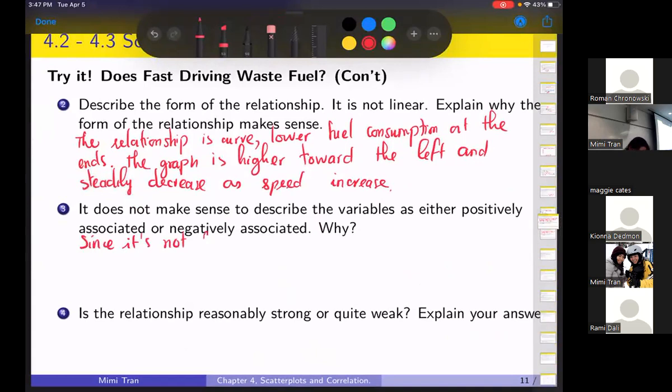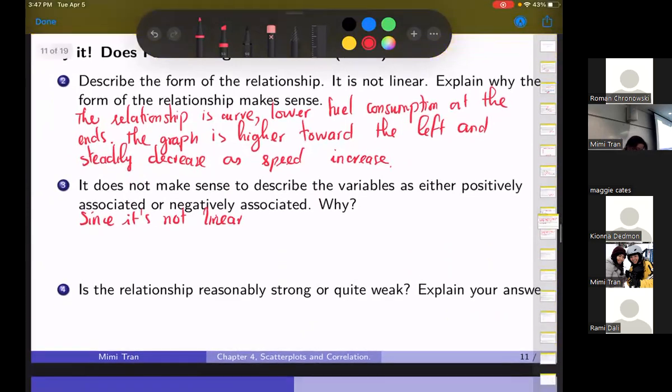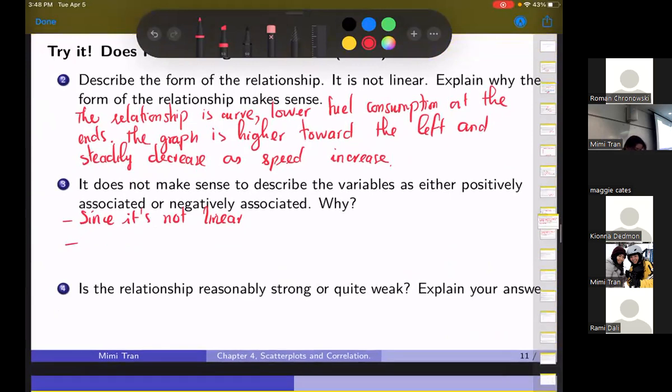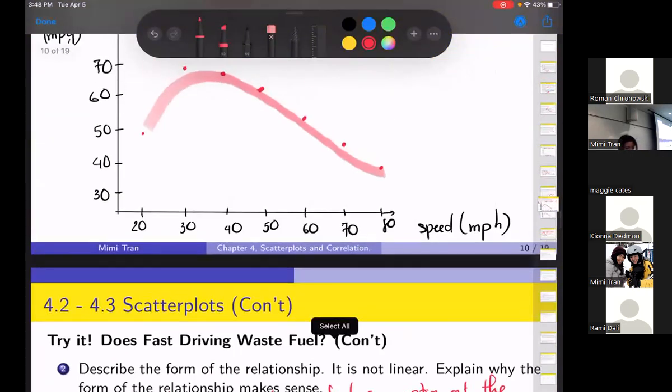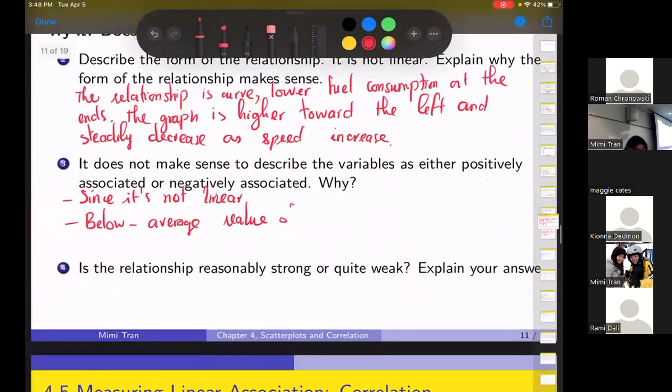Since it's not linear, it does not make sense to describe the variable as positive or negative. You can say more. I think in the textbook they use the word below average. I'm going to say that so that it will help you with the homework. Below average values of fuel consumption.